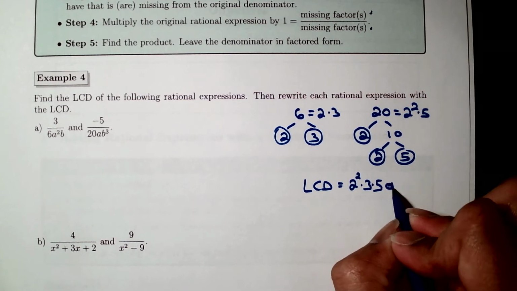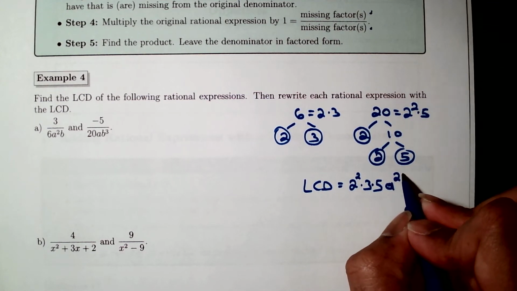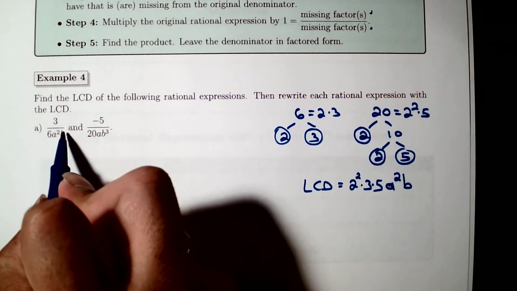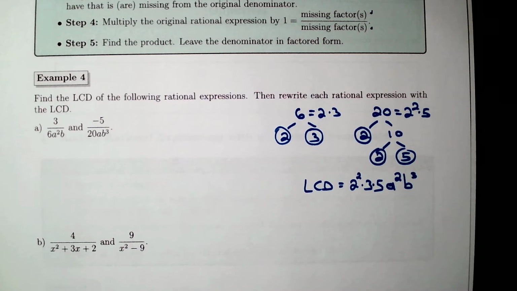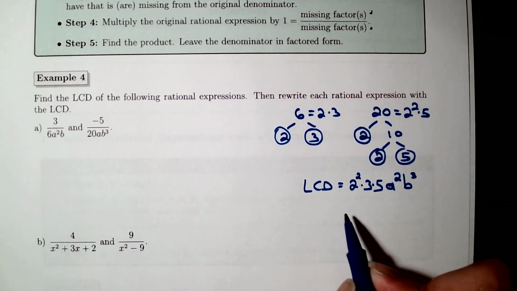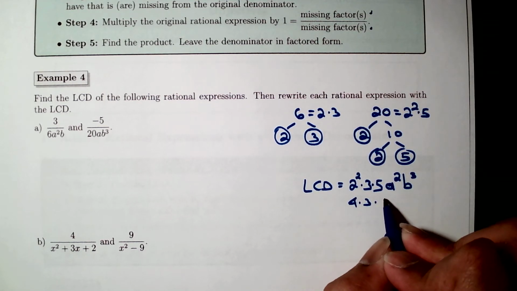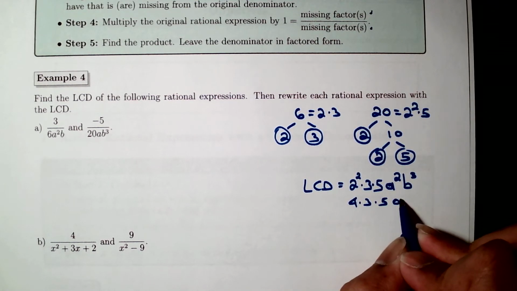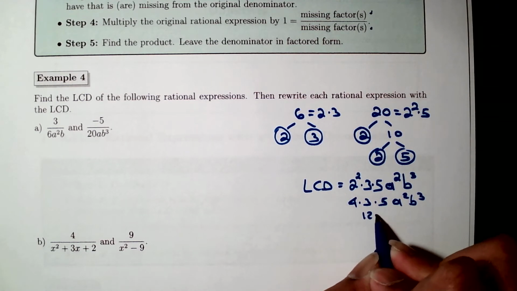So in this case we take the highest power. And finally we take powers of b. b is to the first power, b is to the third power. So b to the third power. So 2 squared equals 4 times 3 times 5, a squared b cubed. That's a 12 times 5.